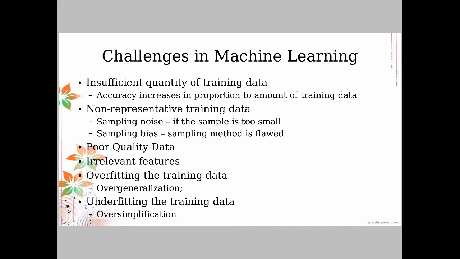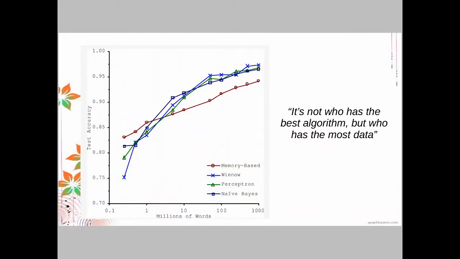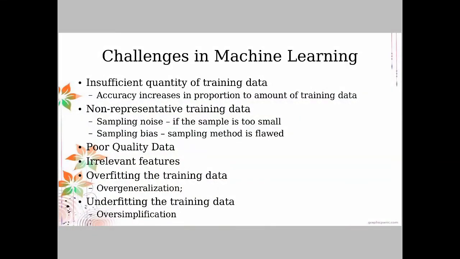Here, accuracy increases in proportion to the amount of training data. An example of that is a study testing the accuracy of several machine learning algorithms. And here you can see the pattern that, regardless of exactly which algorithm you are using, it's basically not about who has the best algorithm, but who has the most data. As you increase the number of words, which is your data, you have increased accuracy. So the quantity of training data is important in machine learning.